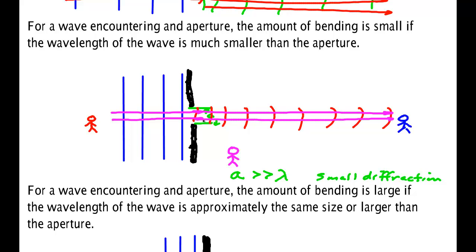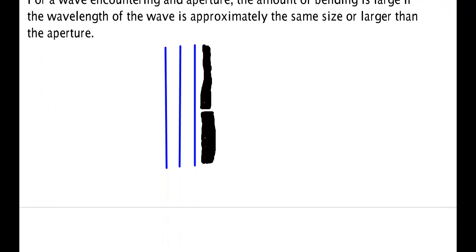But if you think about it for a minute, you can hear someone down the hall even though you can't see them. So their sound waves have bent and gone through the door. This is because sound waves have a much longer wavelength. So if the aperture here, if A is less than or about equal to the wavelength, you have large diffraction. That is, you get a lot of bending.